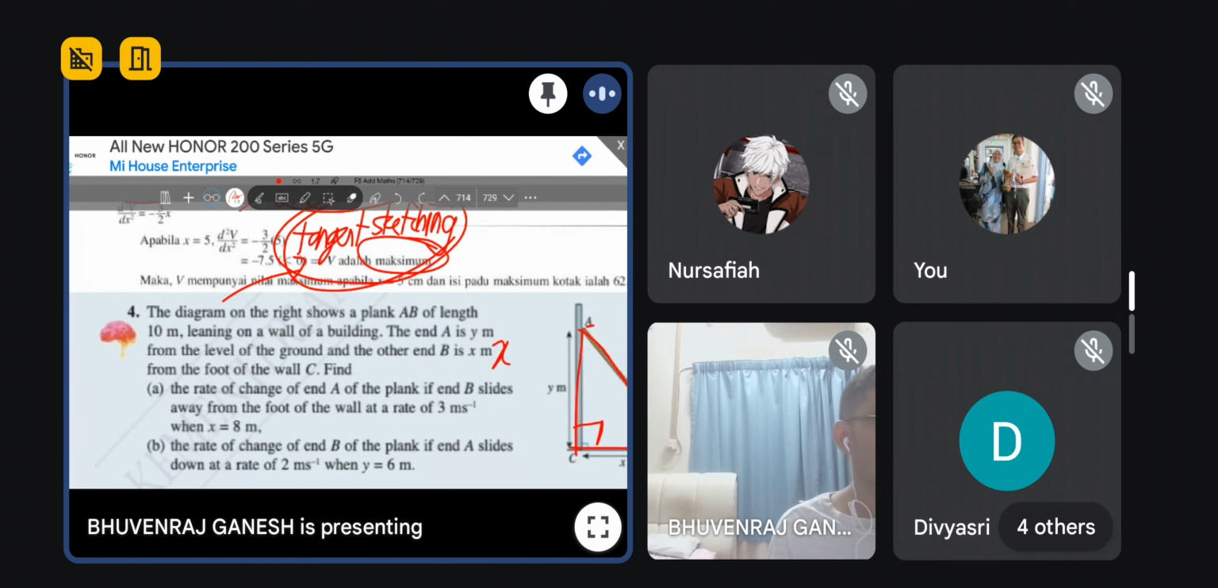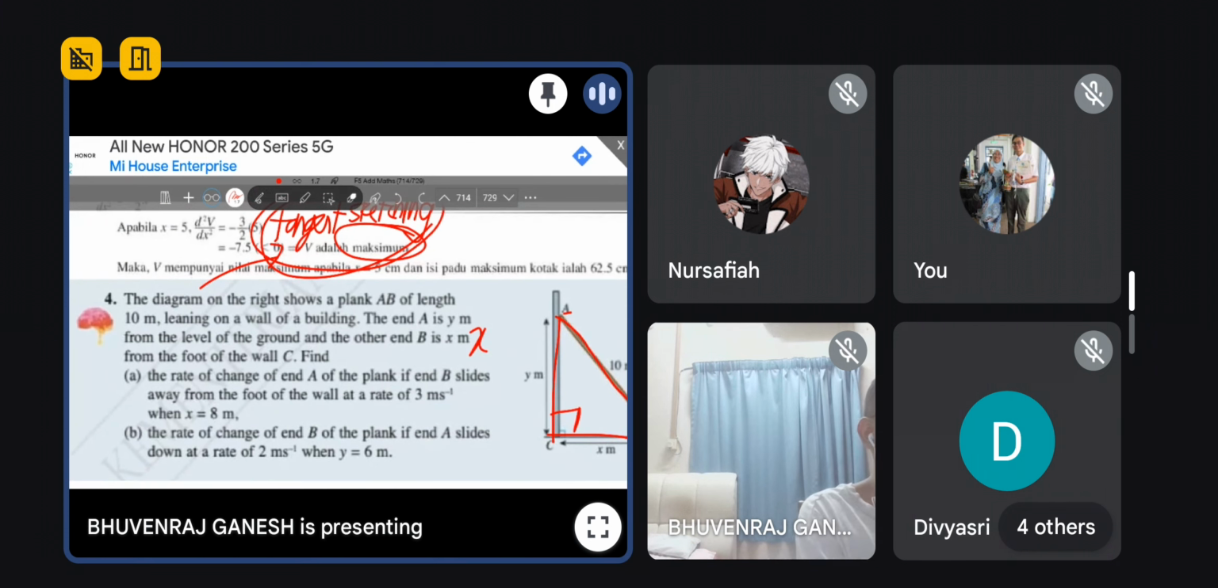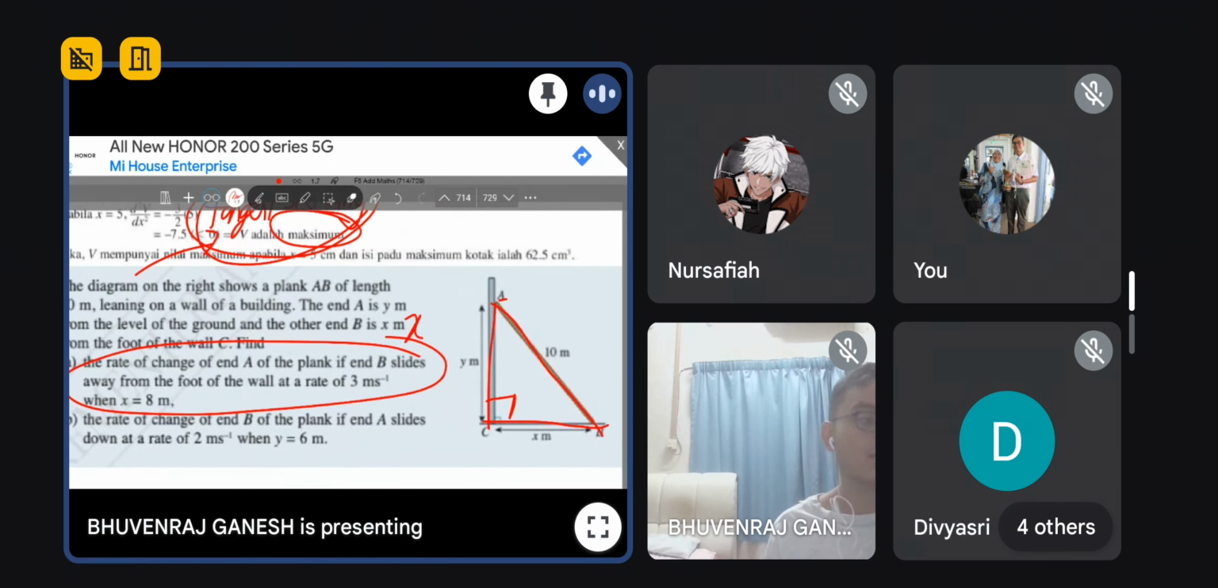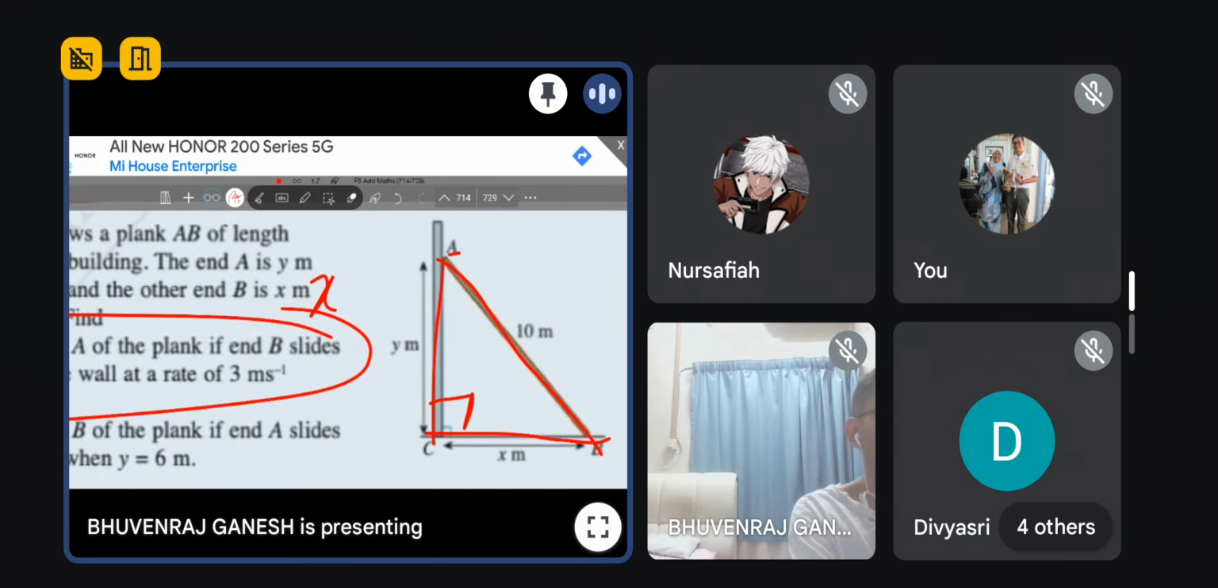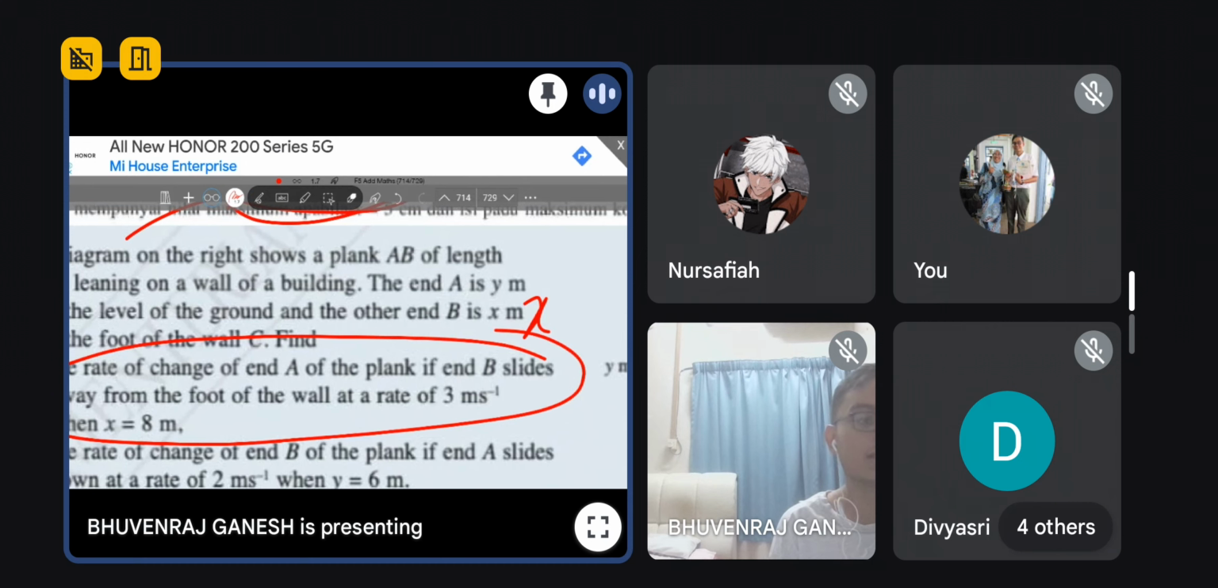So this one, okay, so we go direct here. The top part is nothing. So the question is, cari kadar perubahan. Find the rate of change of NA if NB slides away. Okay, so this one is, let's say it come like this. They say NB slides away. So means that the triangle goes some more that side. Can you all imagine? Means the NB is not stationary. It moved to that side. So this is what's happening right now.